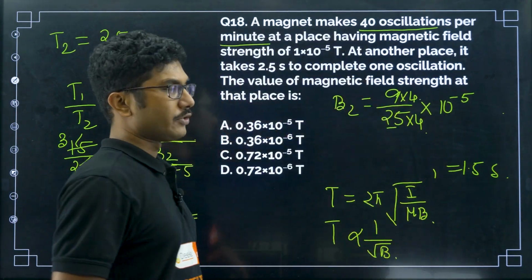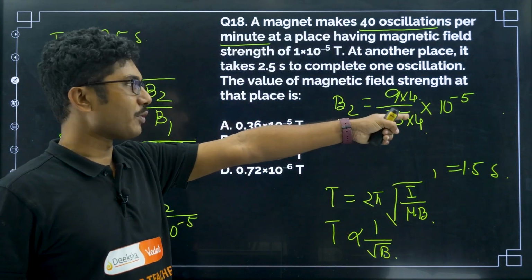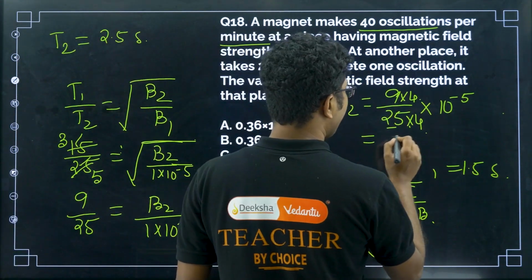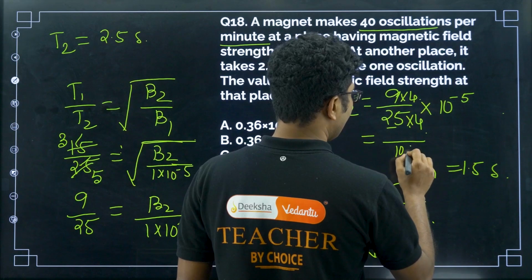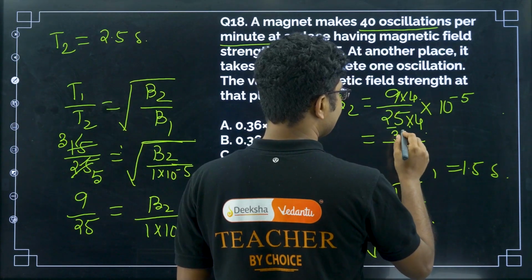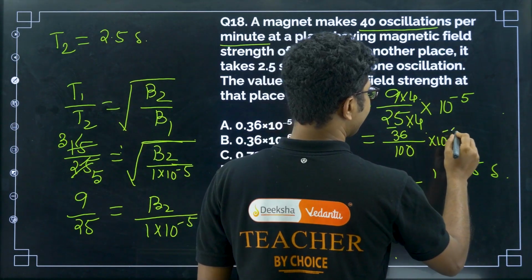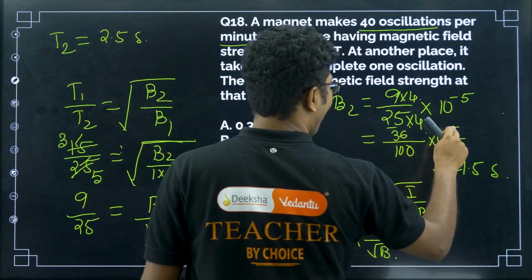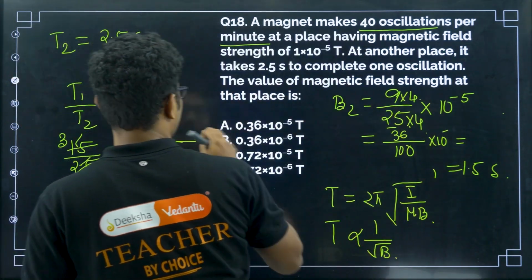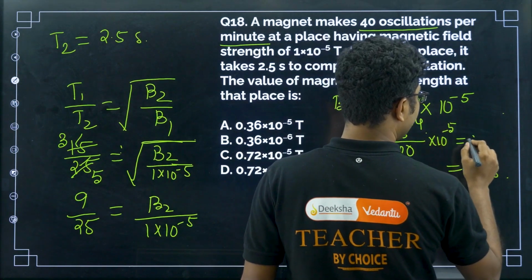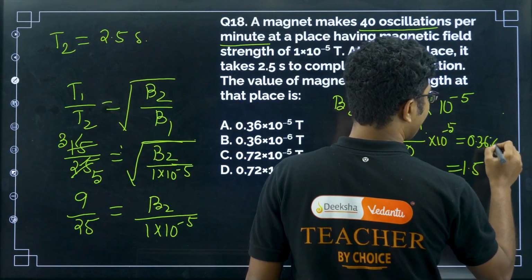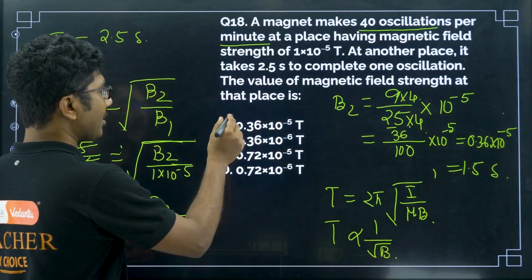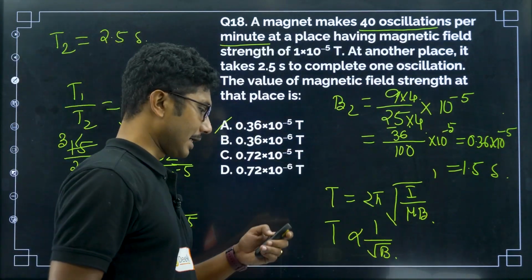So top and bottom. If you are doing it as a fraction and multiplying the denominator by 4, you have to multiply the numerator as well. Now 25 times 4 is 100, and 4 times 9 is 36, so it is 36 times 10 to the power of minus 5. So basically it is 0.36, right? If you are confused about how to manage these things, you have to practice and practice more. So 0.36 to the power minus 5. This is the correct answer.